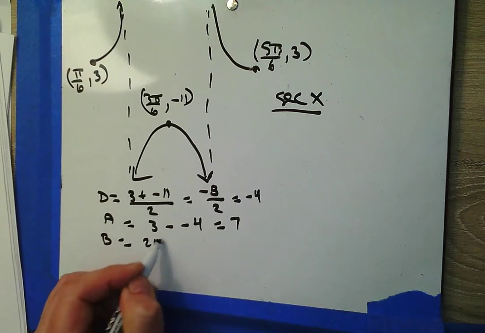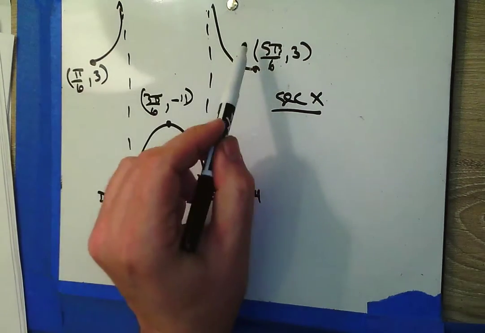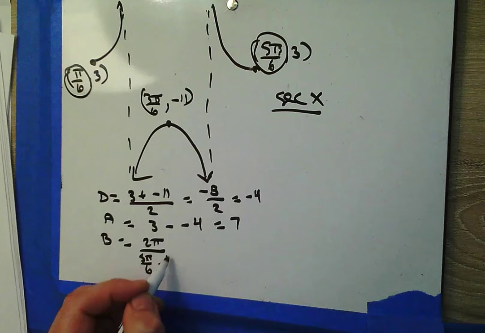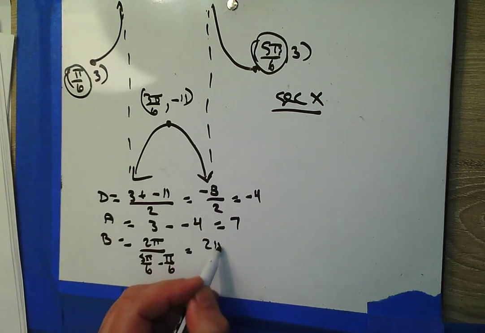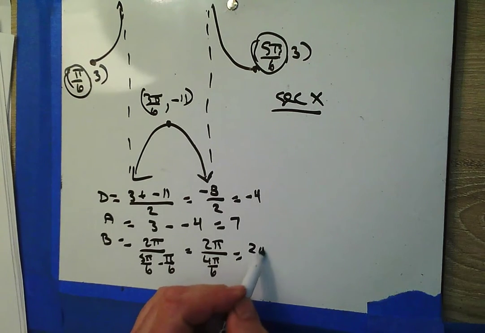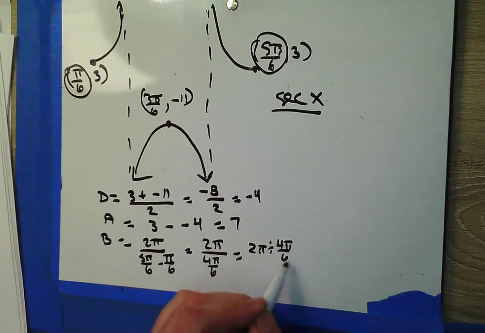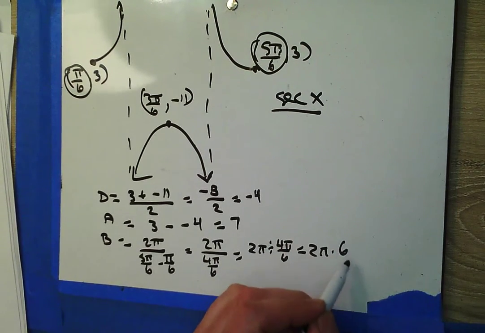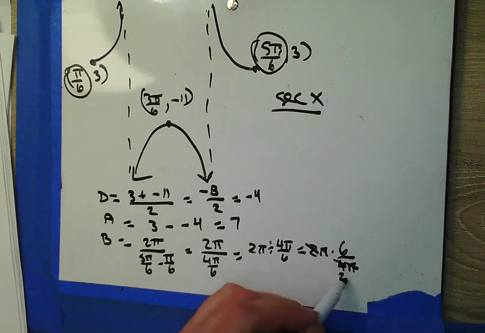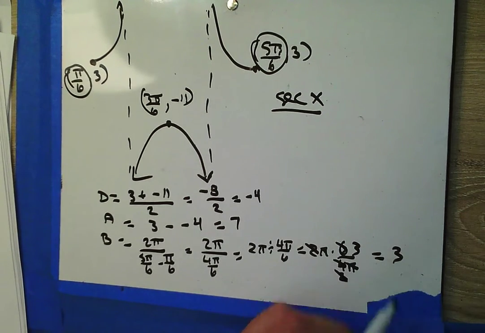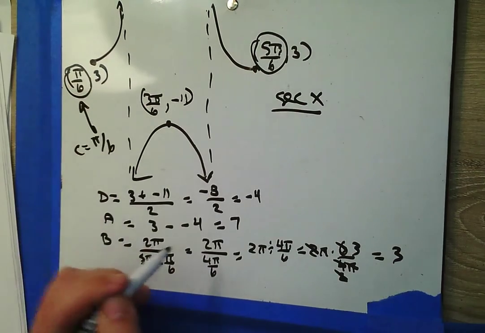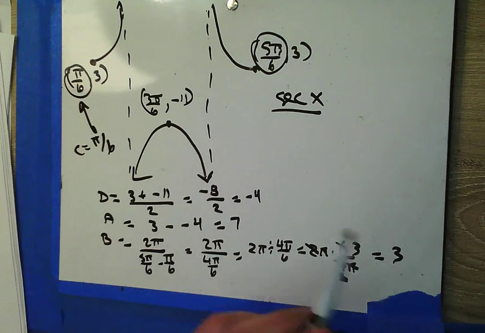Our b value is 2 pi over the period, and the period goes from the starting x value to the ending x value. 5 pi over 6 minus 1 pi over 6, so 2 pi over 4 pi over 6, which is 2 pi divided by 4 pi over 6, or 2 pi times 6 over 4 pi. So the pi's cancel. I can take a 2 out of here with this, and another 2 out of here with this, and I get a b value of 3. Here's my c value over here, pi over 6, and so I'm ready to write the equation.